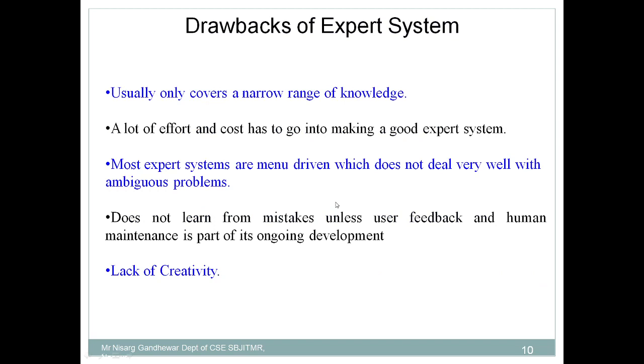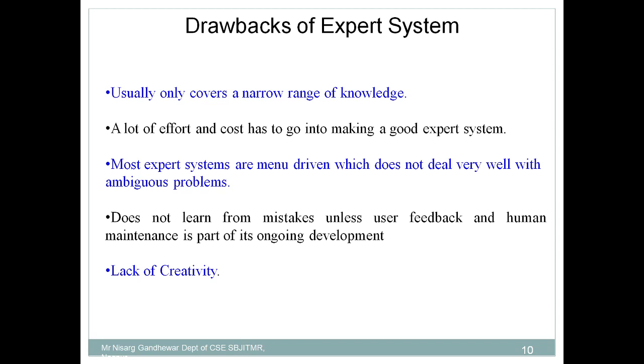Next we talk about the drawbacks of an expert system. Usually it only covers a narrow range of knowledge. That's why I told you that a machine is never going to replace the human being 100%. I'm talking about 100% efficiency, but still it can do this. A lot of effort and cost has to go into making a good expert system. Obviously that cost will be there, because cost is involved in designing it.